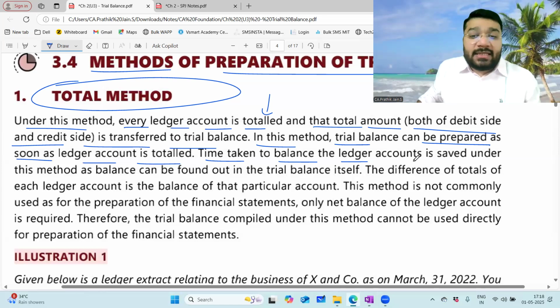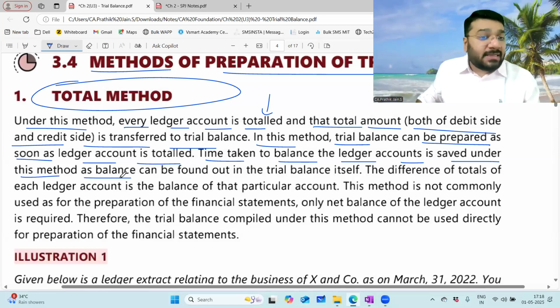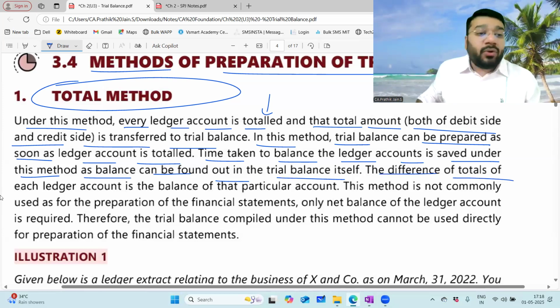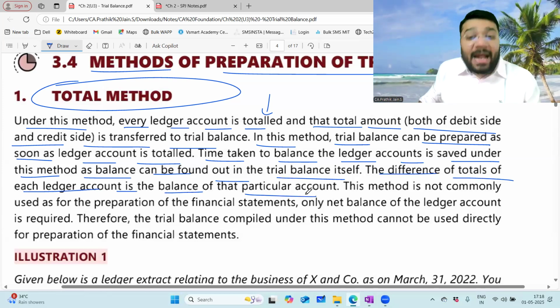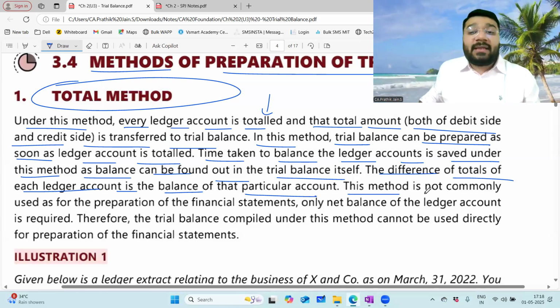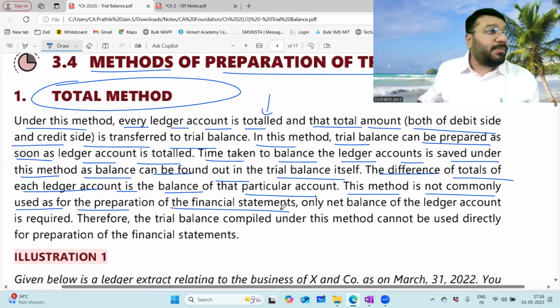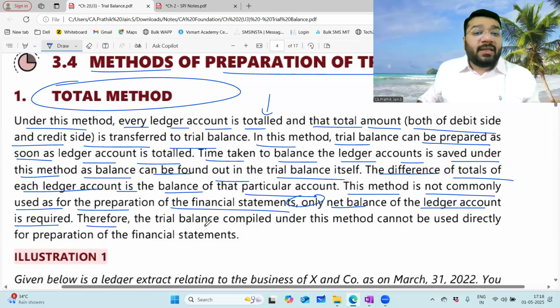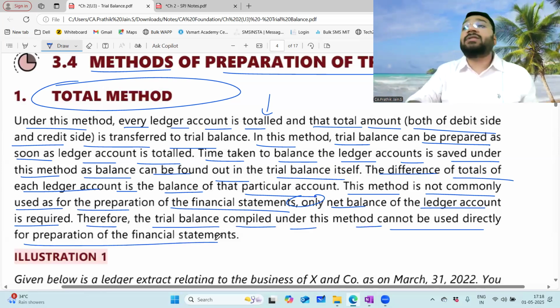Time taken to balance the ledger accounts is saved under this method as balance can be found out in trial balance itself. The difference of the total of each ledger account is the balance of that particular account. This method is not commonly used for the preparation of the financial statement. Only net balance of the ledger account is required. Therefore, the trial balance compiled under this method cannot be used directly for the preparation of financial statement.